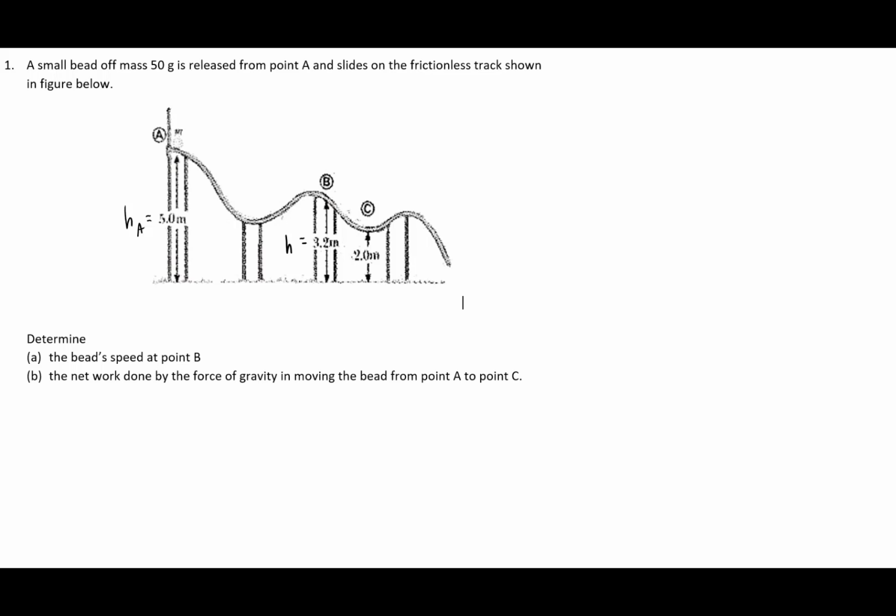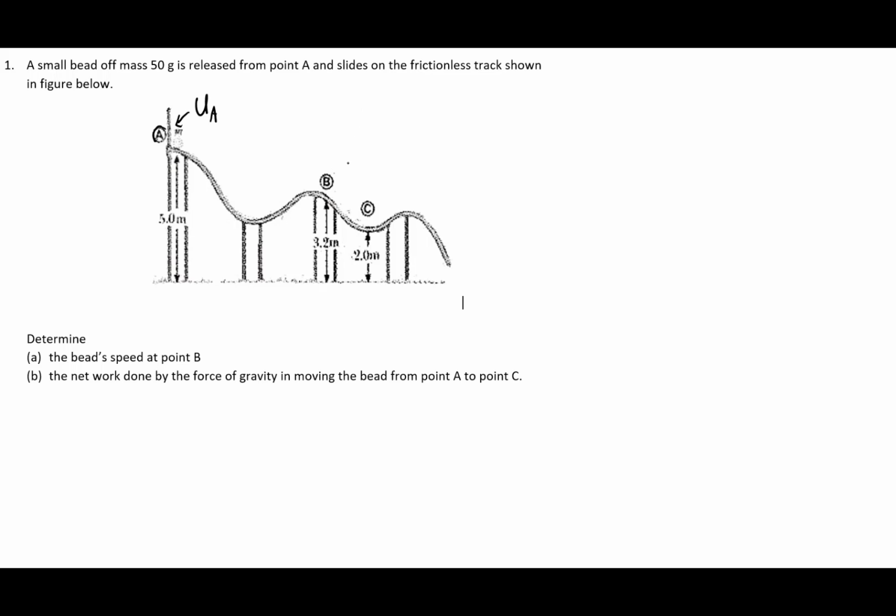A small bead of mass 550 grams is released from point A and slides on the frictionless track in the figure below. Let's determine all the energy involved at point A. What we have at point A is just gravitational potential energy. I'm going to put it here as UA.